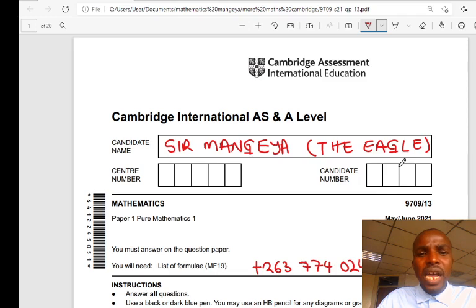This paper is a Cambridge International Pure Mathematics Paper 1, Advanced Level Mathematics. It's for May-June 2021, Variant 1-3.